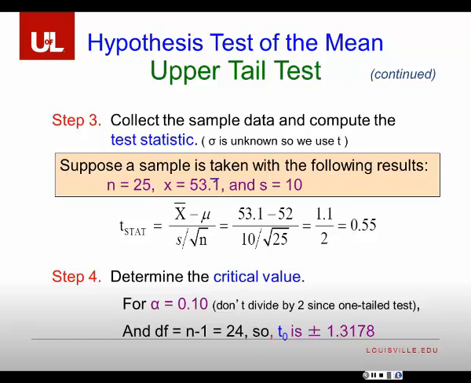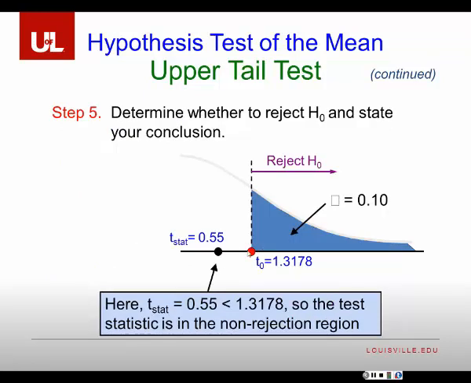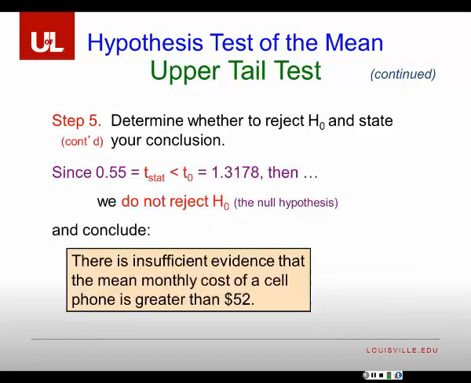We failed to reject. And we're here. Here was the critical value. We needed to get in here. We weren't in there, so we can't reject the null hypothesis. So there is insufficient evidence that the mean monthly cost of a cell phone is greater than $52.